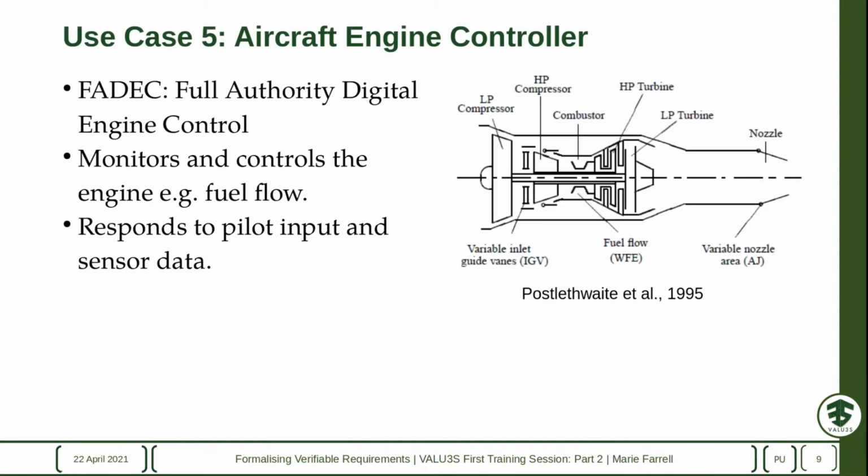So what is use case 5? Well, use case 5 is this wonderful aircraft engine controller. It's called a FADEC, which is something I only learned about in January, so forgive me if I'm saying it wrong. It stands for Full Authority Digital Engine Control, and the objective of this engine controller is to monitor and control the engine, components such as fuel flow. In fact, I think its main objective is to optimize fuel flow. Of course, there are other things it does too. It responds to pilot input, and there are quite a lot of sensors involved that it gets input from.